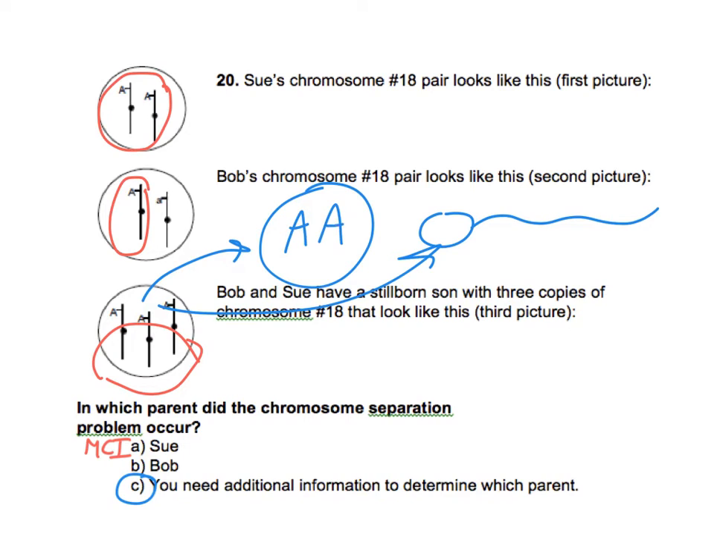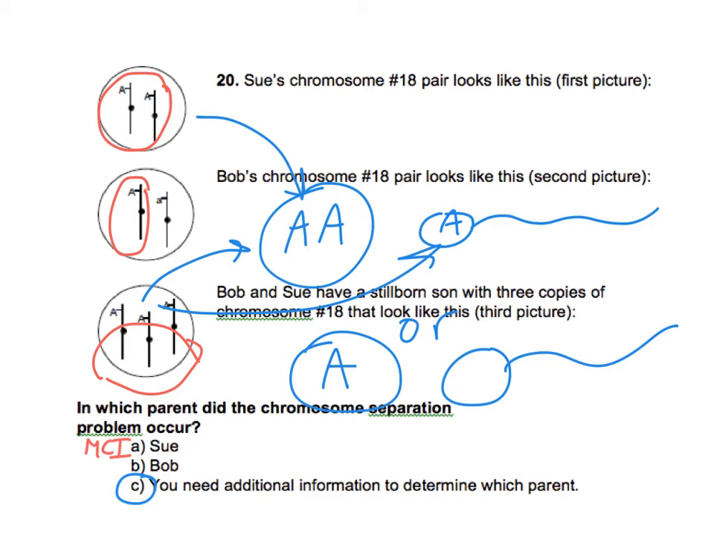So we could put two A's in the oocyte and one big A in the sperm. That's one possibility. That would be Sue's fault, because she was the one that produced the oocyte. Or the opposite. You could have an oocyte that's haploid like it should be, and a sperm that has an extra copy of the big A. That would be Bob's fault.